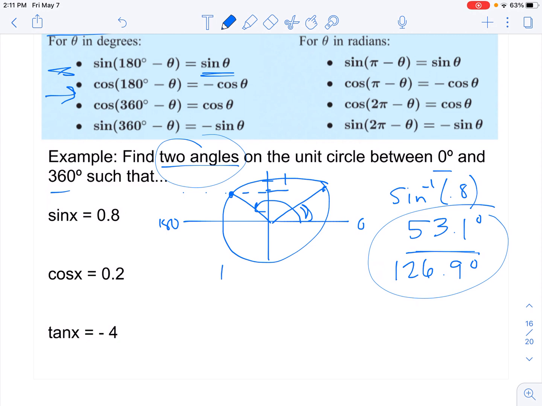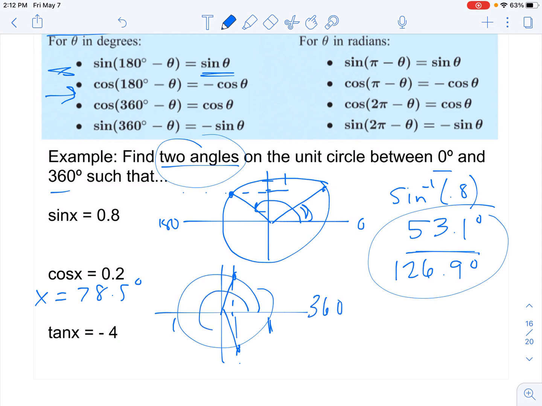Let's think about cosine. Cosine is the x value, and if this is 1, then 0.2 would be right here. When is x equal to 0.2? In the first quadrant and in the fourth quadrant. If I do inverse cosine of 0.2 on my calculator, I get 78.5 degrees. To find the other angle, I do 360 minus 78.5, and I get 281.5 degrees.